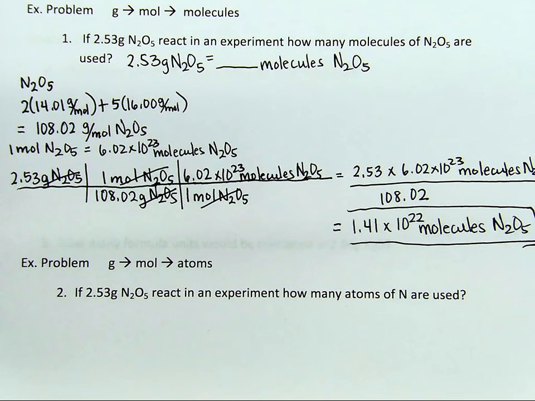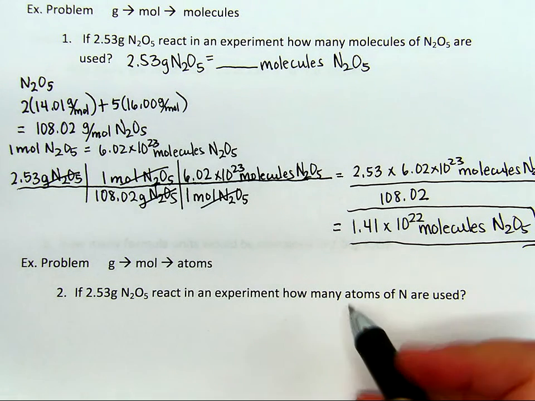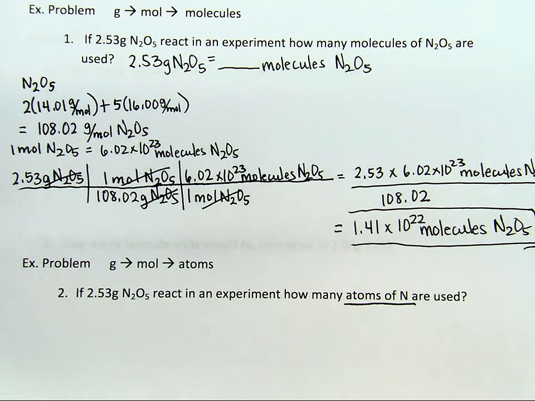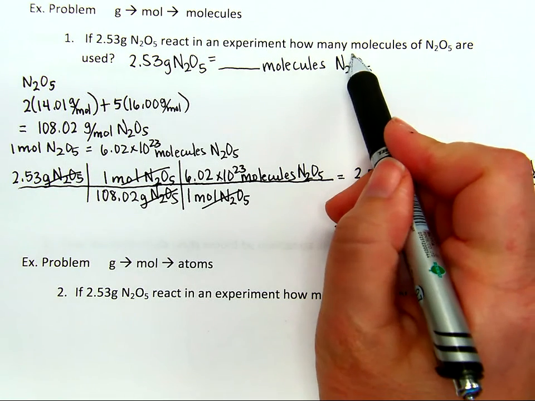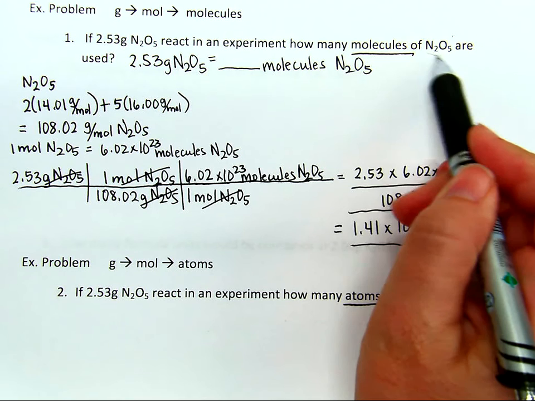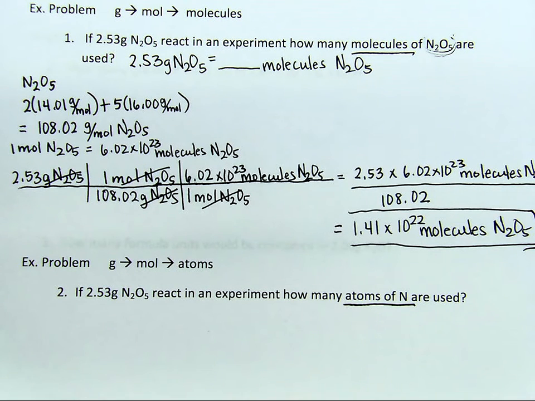And I wanted to do this problem because it's very similar to the last problem. As a matter of fact, you'll notice we have 2.53 grams of N2O5, and it still is going to react in an experiment, although this time it's asking for how many atoms of just nitrogen are used. So we have to be very careful about the language. Up here, our language was molecules, and that means we wanted to know about how many molecules of this whole thing. But down here, we want to know how many atoms of just nitrogen are present in 2.53 grams.